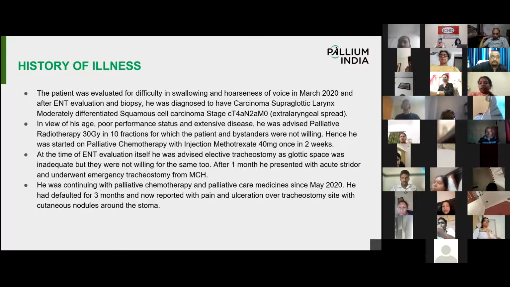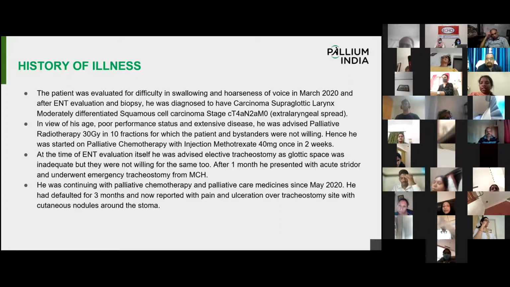After 1 month of presentation, he presented with acute stridor to the casualty and underwent emergency tracheostomy. He continued with palliative chemotherapy and palliative care medicines since May 2020. But now he had defaulted for 3 months and reported with pain and ulceration over the tracheostomy site with cutaneous nodules around the stoma.